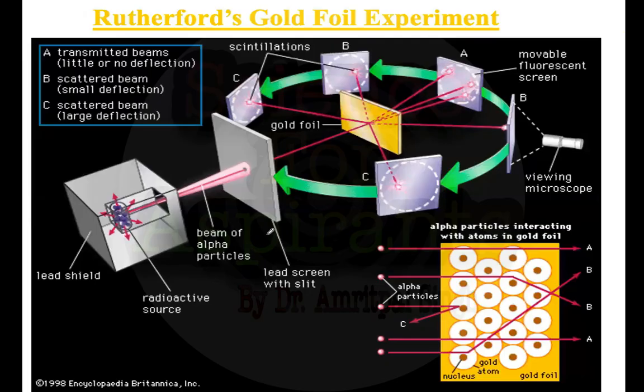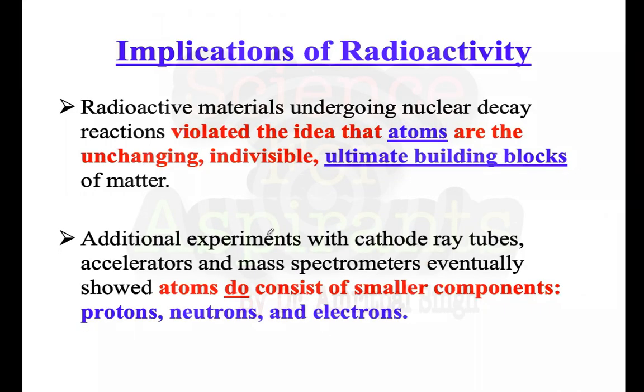So we will not talk about the Rutherford alpha scattering experiment because I have already talked about it in detail in my first lecture. You can have a look and see how the alpha scattering experiment gives us the idea of how the nucleons are present within the nucleus. Radioactive material undergoes nuclear decay.